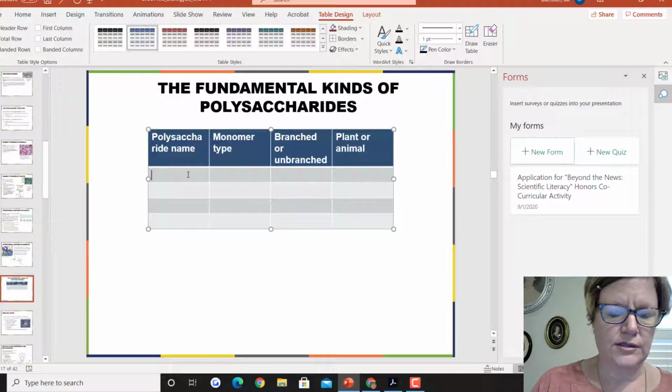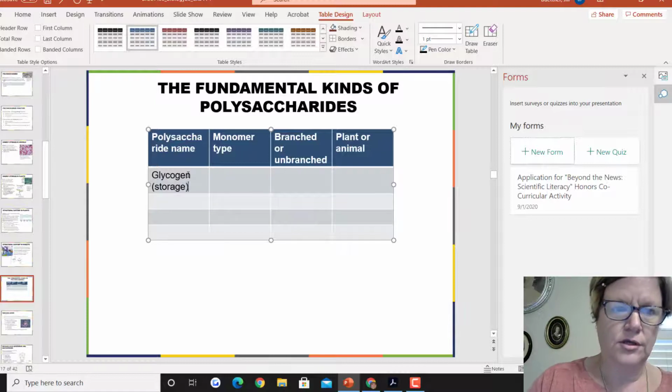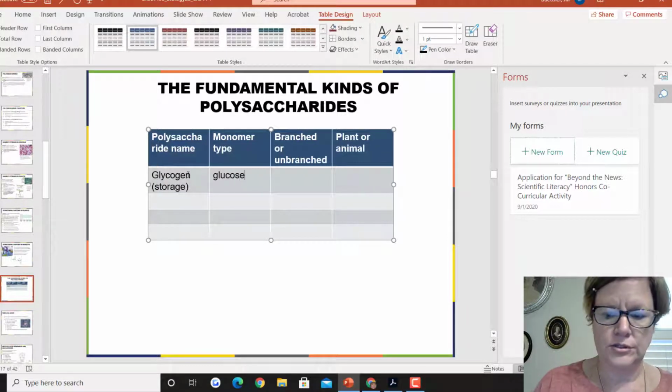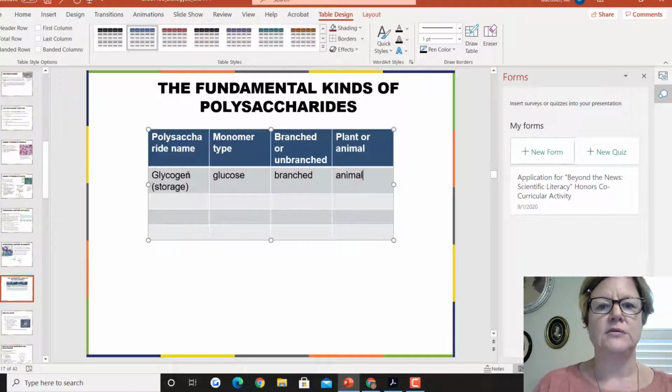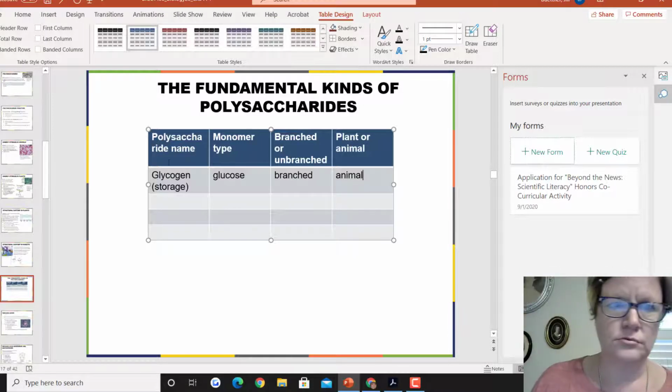All right, so the polysaccharide that is glycogen is a storage polysaccharide. I'll just add it here. Your monomer type is glucose. Branched or unbranched is branched. Plant or animal, animal. That's the one that's only in the liver. Well, it's not only, but mainly liver and muscles.